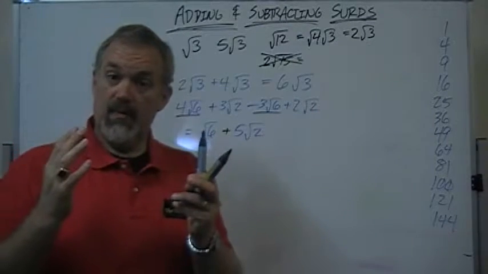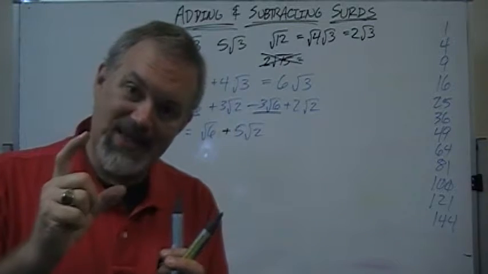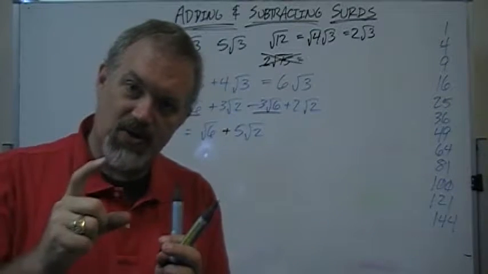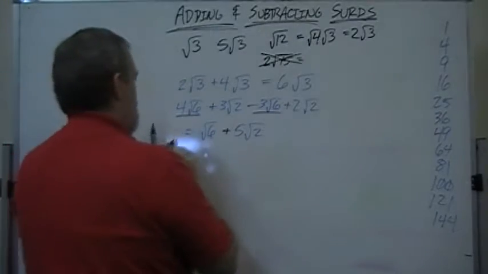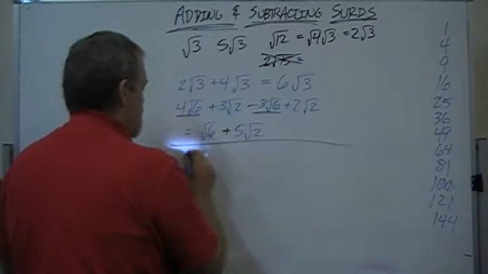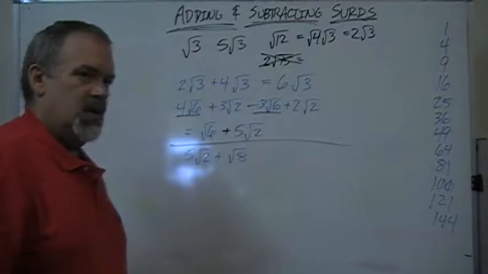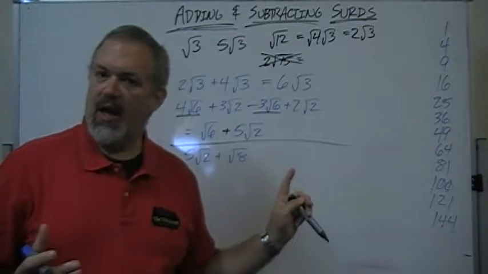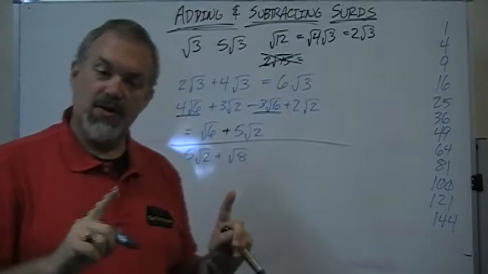Now, one of the things that you need to keep in mind before you do this is you always need to simplify the surds first. So, for example, 5 root 2 plus root 8. Now, initially we would look at that and say, well, they're not like surds. However, we need to simplify all of our surds first.